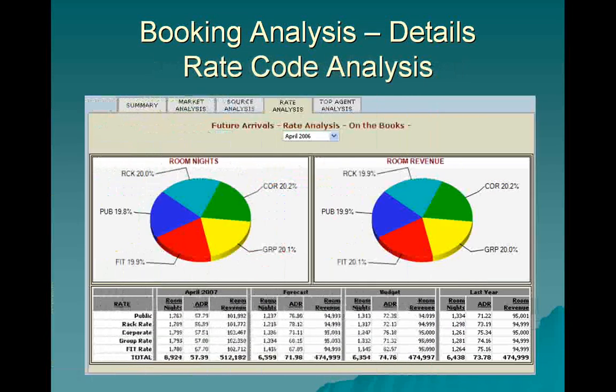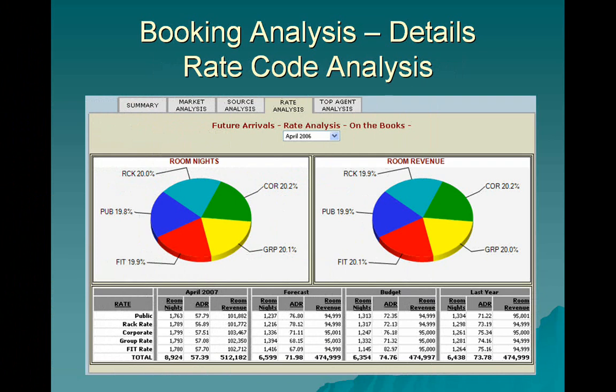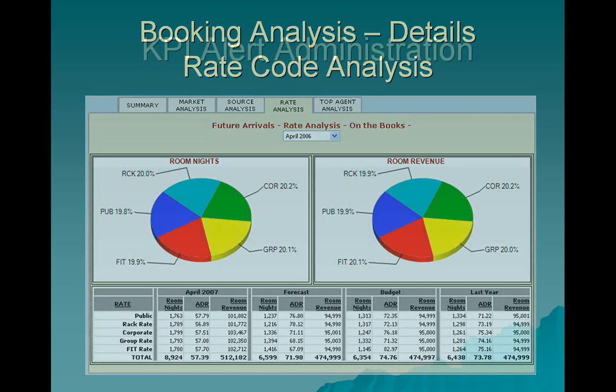The booking analysis, room nights by rate codes, detail pie charts, display reservation information for predefined rate codes. These charts display room night and room revenue counts and percentage distributions for each rate code. The detail information includes statistics for current year actuals, forecasted, budgeted and the previous year. This information is invaluable to the sales department, since it provides actual, forecasted, budgeted and previous reservation and average daily rate KPI information for each rate code.